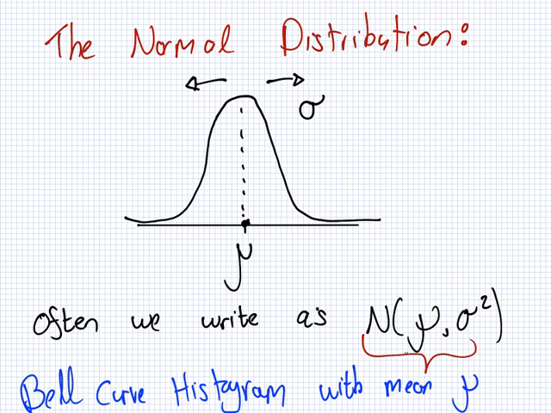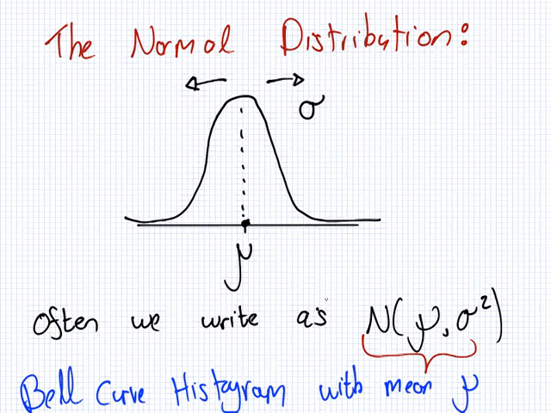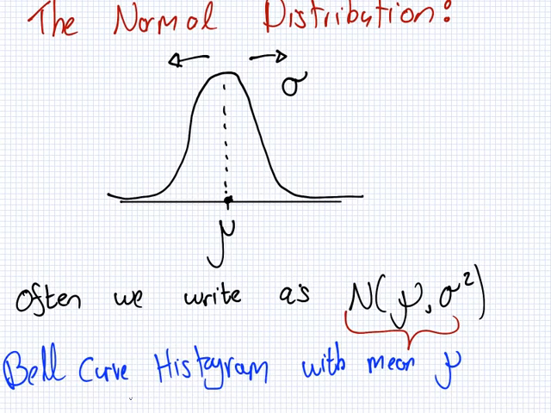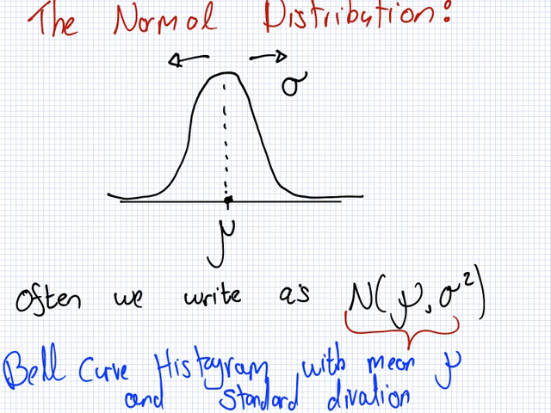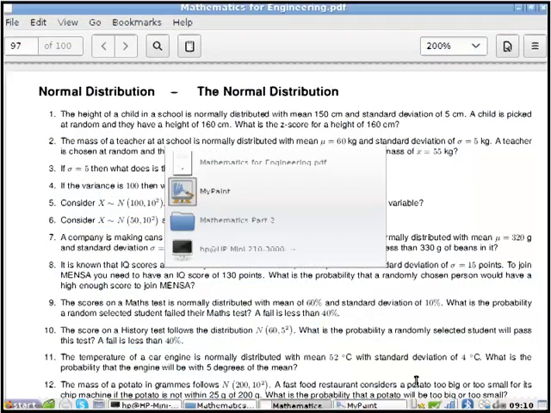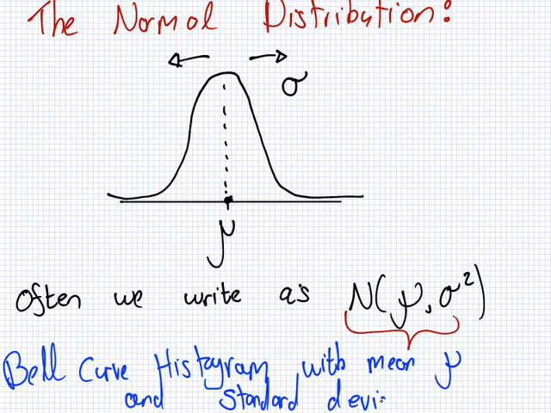With mean mu, did you draw the picture? No. With mean mu and standard deviation. My goodness, I'm not even sure how to spell deviation. Too early. Deviation sigma. That's why it's N mu sigma squared. This is just the way that they write it for short. Bell curve histogram with mean mu and standard deviation sigma.